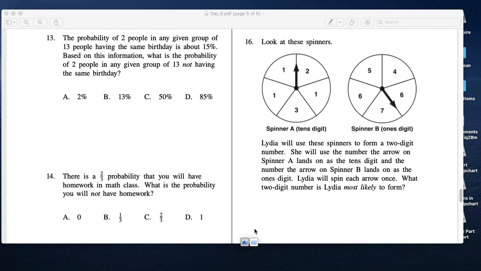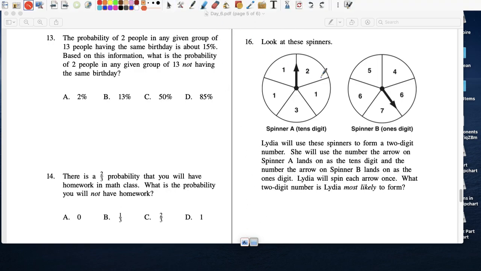16. Look at the spinners. She will use the spinners to form a 2-digit number. She will use the number the arrow on spinner A lands on as the tens digit, and the number the arrow on spinner B lands on as the ones digit. She will spin each spinner once. What 2-digit number is most likely to form?